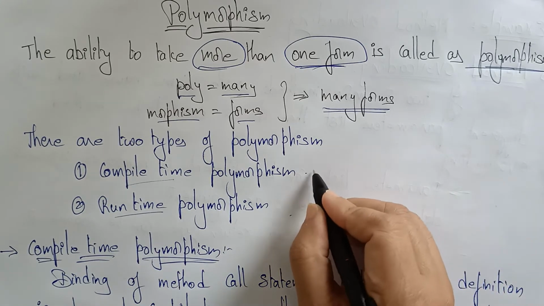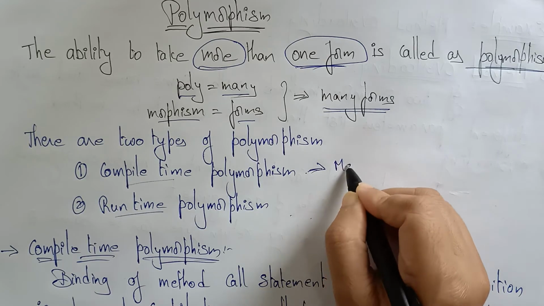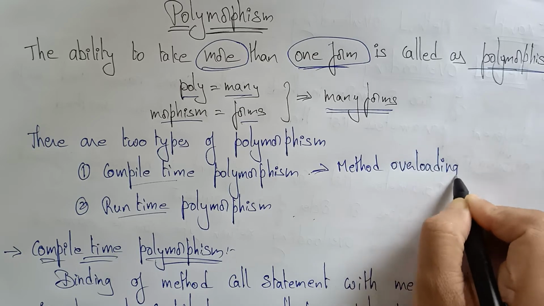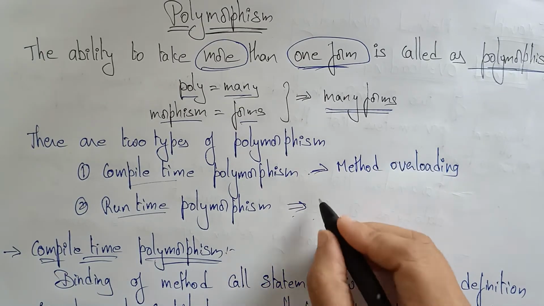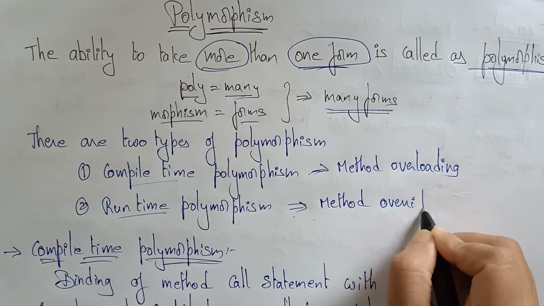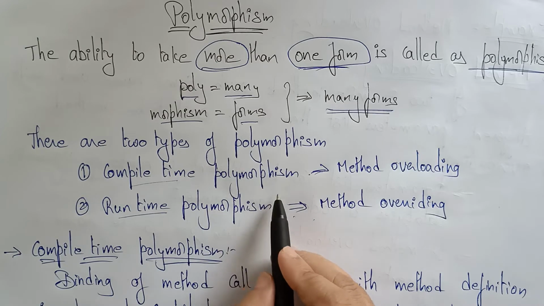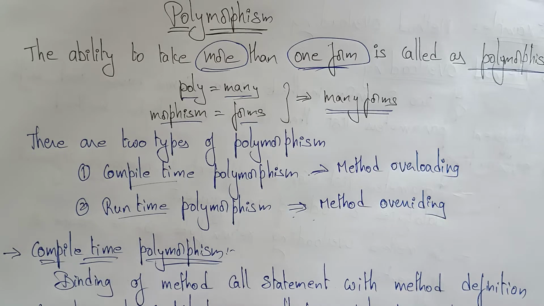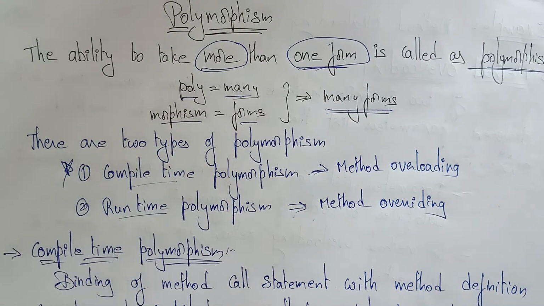The example for compile time polymorphism is method overloading, and the runtime polymorphism we call method overriding. Remember this: compile time polymorphism, method overloading. Runtime polymorphism, method overriding. I will explain what method overloading and method overriding are. In this video, let's focus on compile time polymorphism, what it means and what method overloading is, and we will see an example of that also.